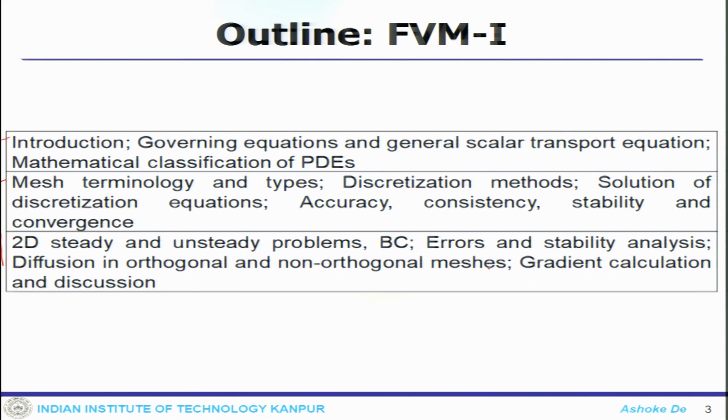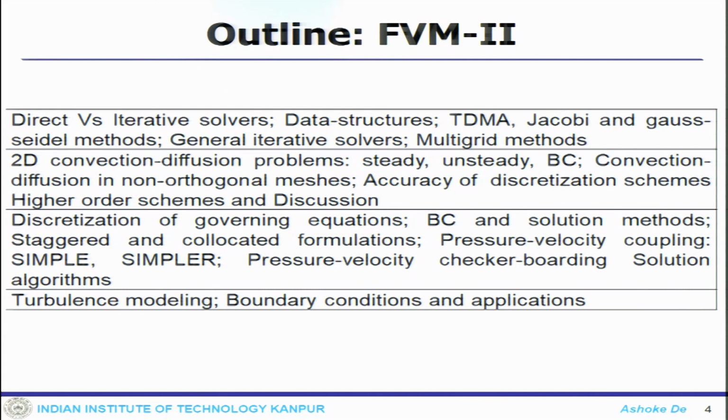Continuing from that, this is the outline of part 2. In this semester you will be introduced to the linear solver. We will start with the linear solver, where you look at the data structure and different kinds of linear solvers. Moving ahead, we look at the convection diffusion problem, starting with steady and unsteady, and talk about different boundary conditions and orthogonality, everything which will lead to higher order discretization also.